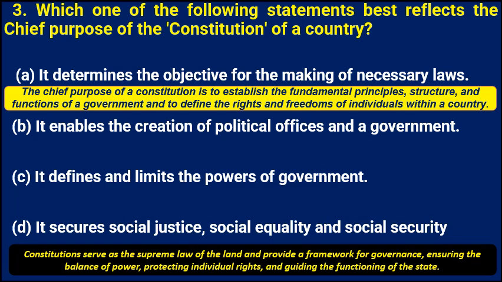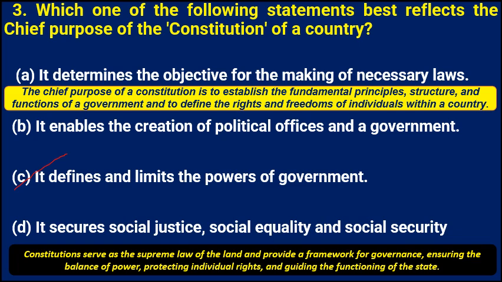Question number 3. Which one of the following statements best reflects the chief purpose of the constitution of a country? Option A. It determines the objectives for the making of necessary laws. B. It enables the creation of political offices and a government. C. It defines and limits the powers of the government. D. It secures social justice, social equality and social security. Correct answer is C. It defines and limits the power of the government.